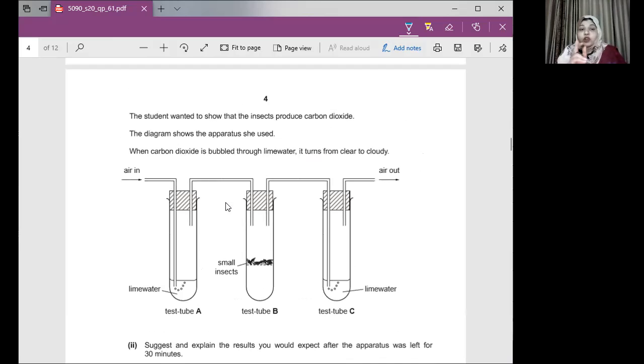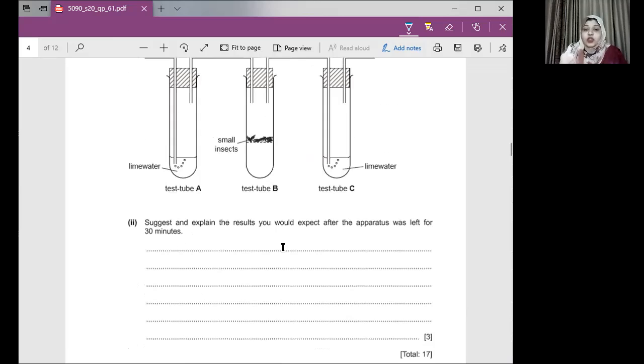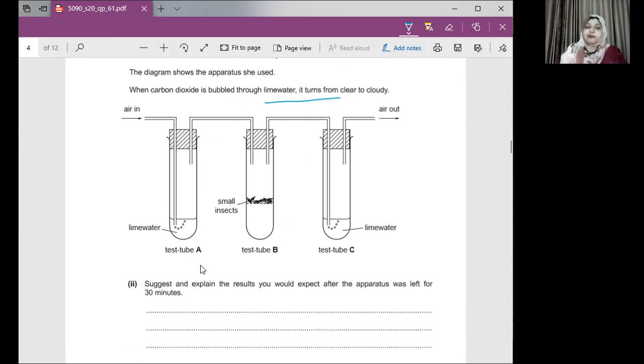The student wanted to show that the insect produced carbon dioxide. The diagram shows the apparatus used. When carbon dioxide is bubbled through lime water, it turns milky. Now they are giving you the solution, giving you a hint also. 3 test tubes are connected. Suggest and explain the result you would expect after the apparatus was left for 30 minutes.